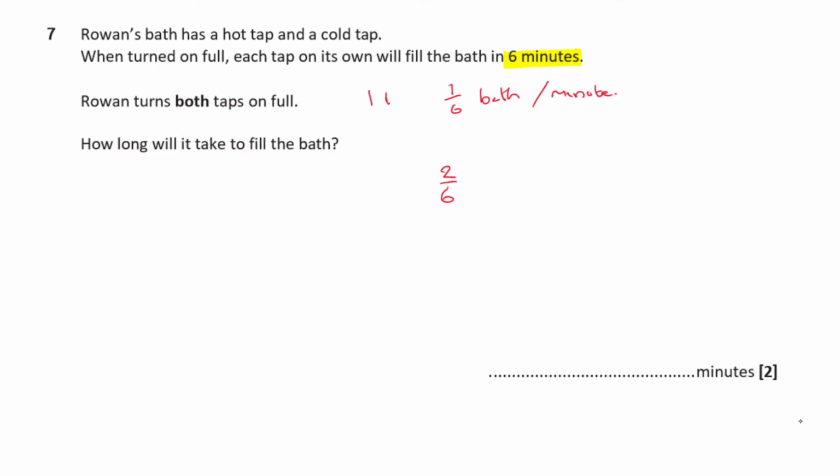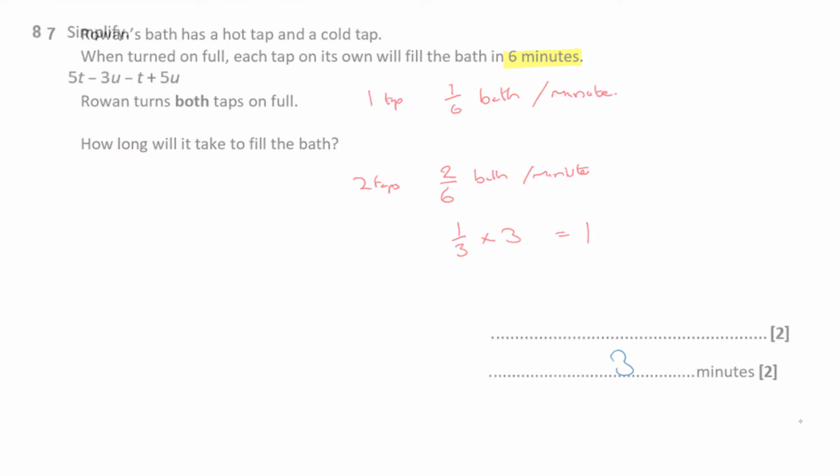So that's for one tap. 2 taps is going to be 2/6 of the bath per minute. In other words, 1/3 of the bath is going to be filled up every minute. And then that means that the whole bath is going to be filled up after 3 minutes, isn't it? 1/3 times 3 is equal to 1. So that must mean that it took 3 minutes to fill the bath.